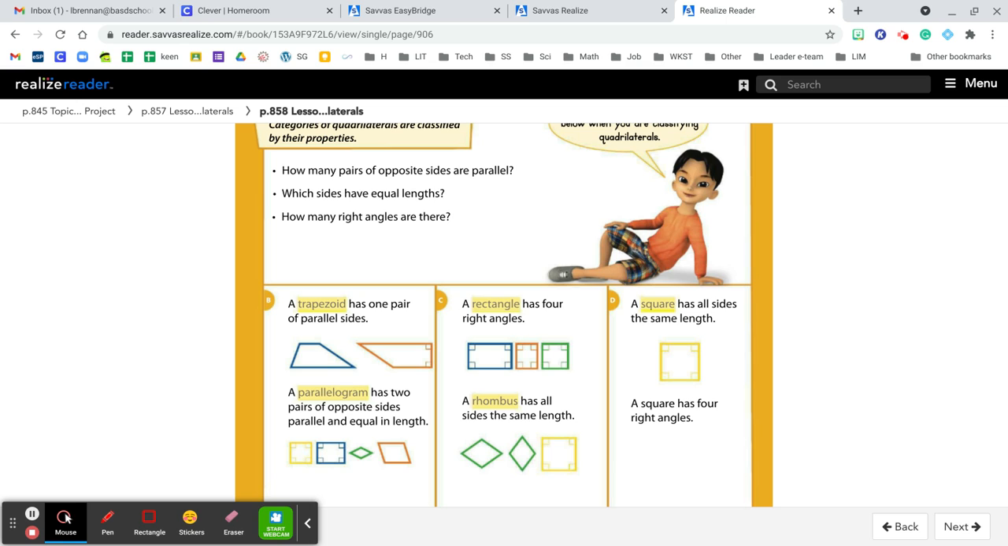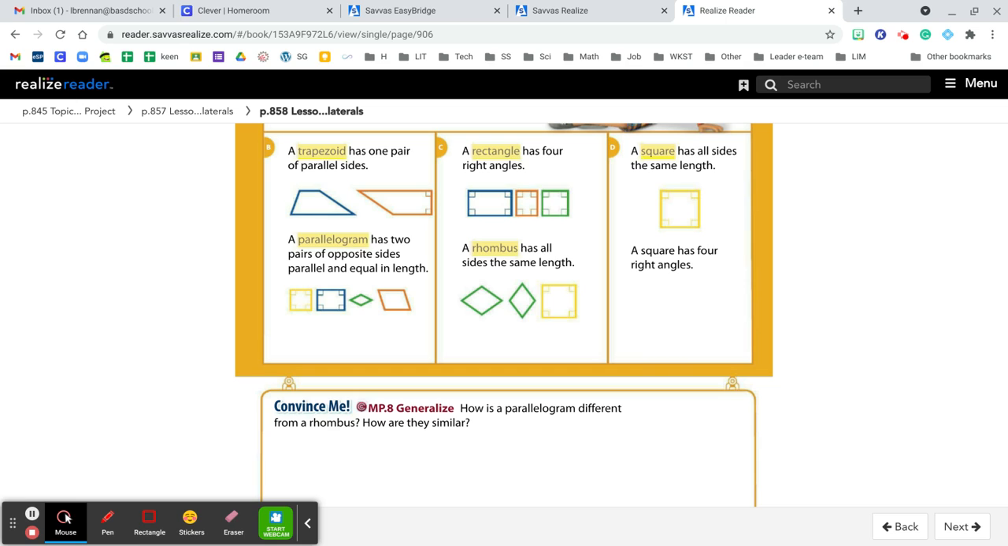A trapezoid is a special type of a parallelogram. A rectangle is a special type of a parallelogram. A rhombus is a special type of a parallelogram. And a square is a special type of a parallelogram. So lots of times shapes can have more than one name.